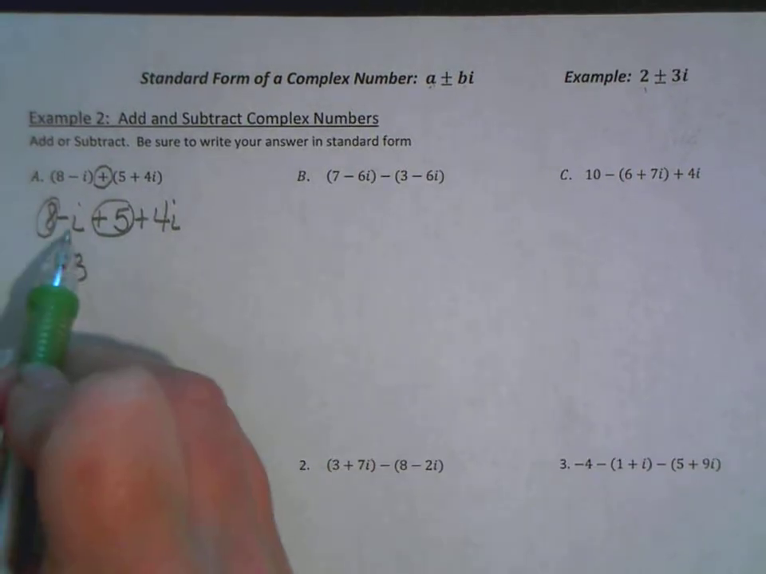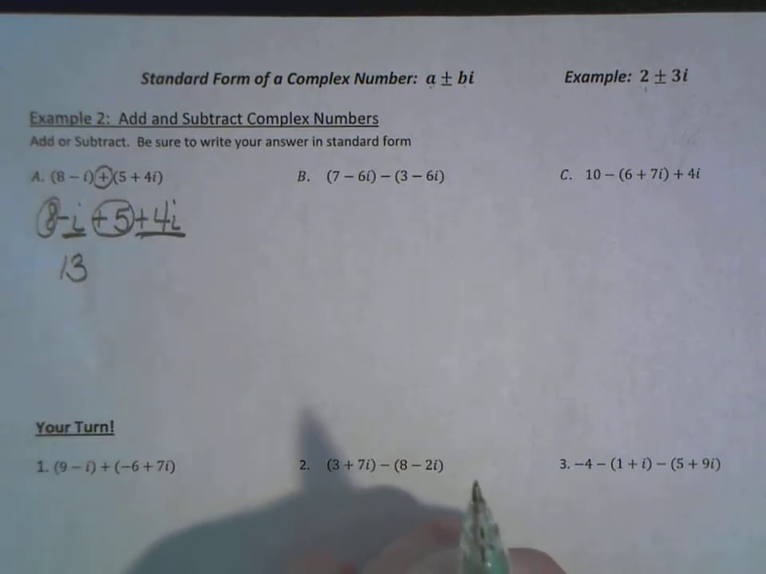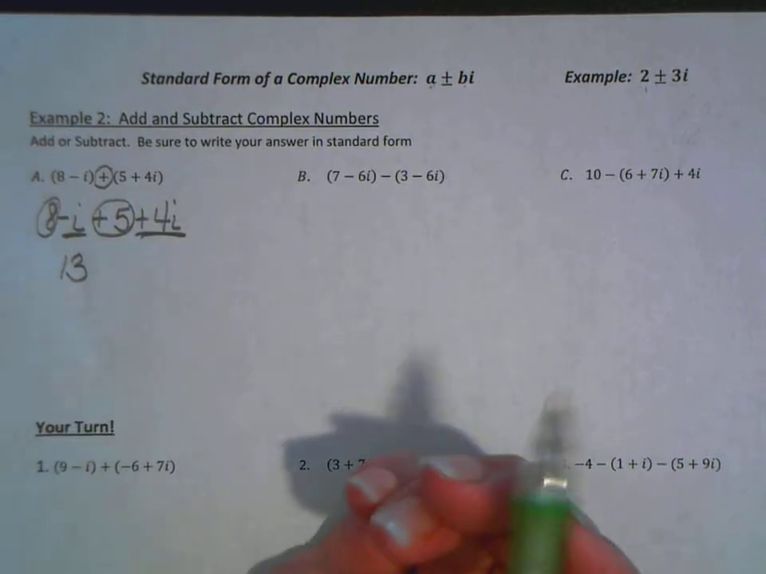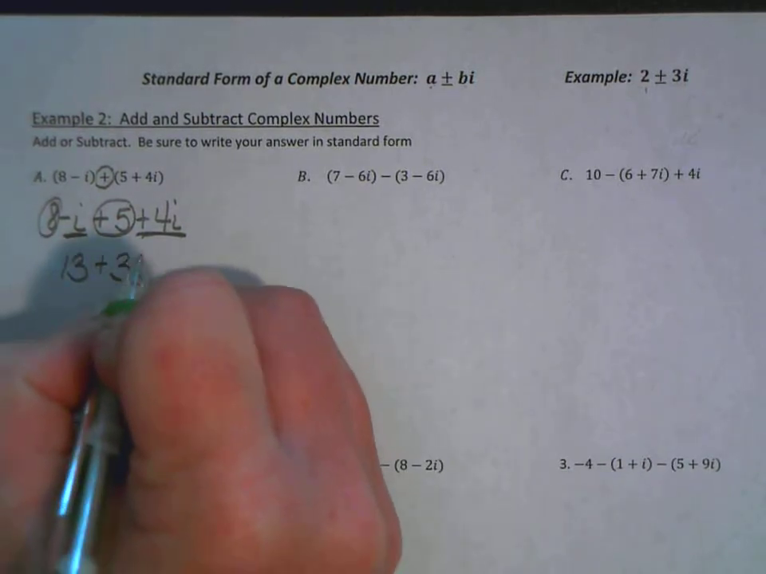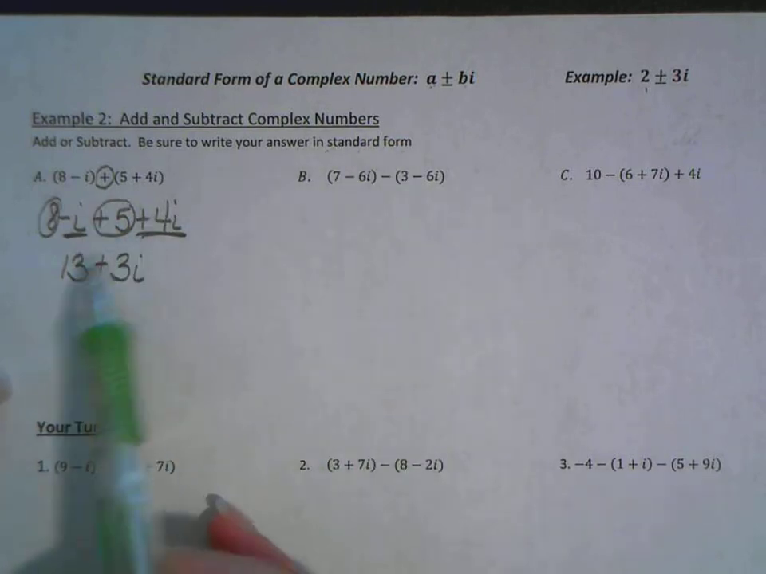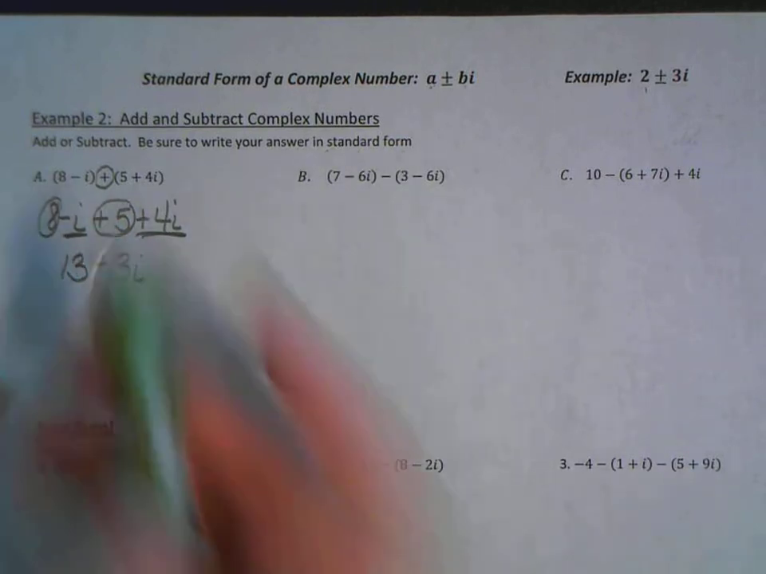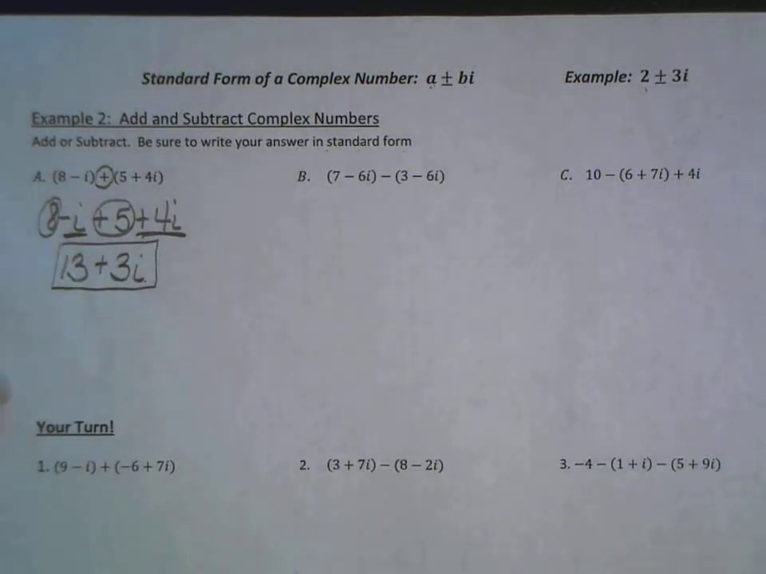Then you move over here to your negative i plus 4i. That's just like saying negative a plus 4a. It's the same exact rules. So it becomes plus 3i. And it says up here, be sure to write your answer in standard form. Is this a plus bi? It sure is. So that's your final answer. So take a breath. Yeah, it's actually that easy. So a little bit of downtime here, you get to breathe a little bit.